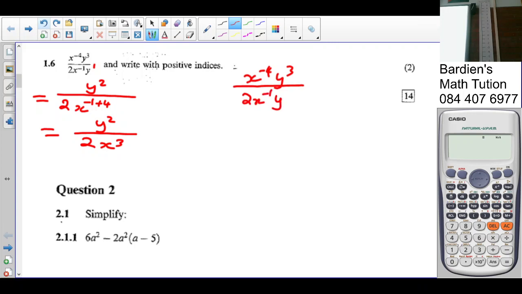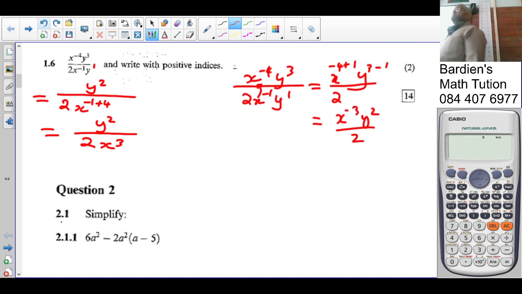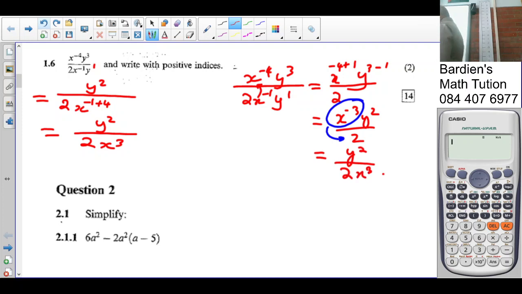The x exponent goes up. If you take it up, the 2 remains at the bottom of course. X to the negative 4, that's minus 1 comes up, becomes plus 1. Y to the 3 minus 1, which is that one. So you get x minus 3, y squared over 2. But we should note that this is a negative exponent here, so it has to go down anyway. So it's going to be y squared over 2x cubed. So it's the same thing.